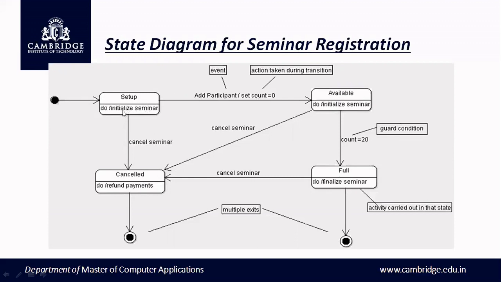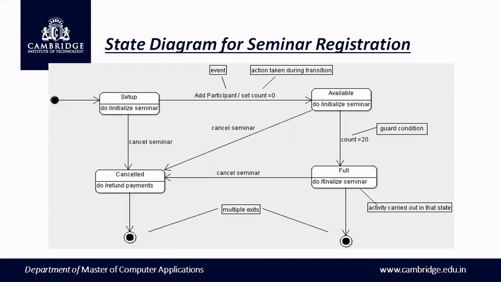So we'll start with the seminar activities. What are the activities we have to start? We have to start the registration process. For the registration process, we need to add the participants. Adding participants means that as and when the seminar registration takes place, we need to keep a count of how many participants are being registered.